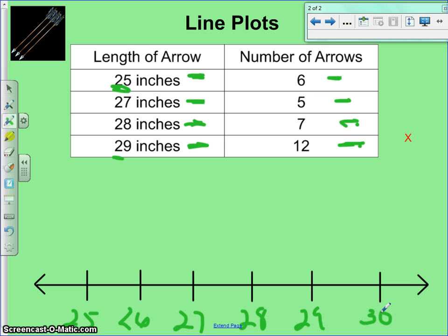And then I simply take my X's and I move them to the proper place. So for instance, I look at 25 and it says there are 6. I have 6 arrows, so each of these X's represents an arrow. So I drag my X's down and I put 6 arrows above 25 to represent that I have 6 arrows that are 25 inches.